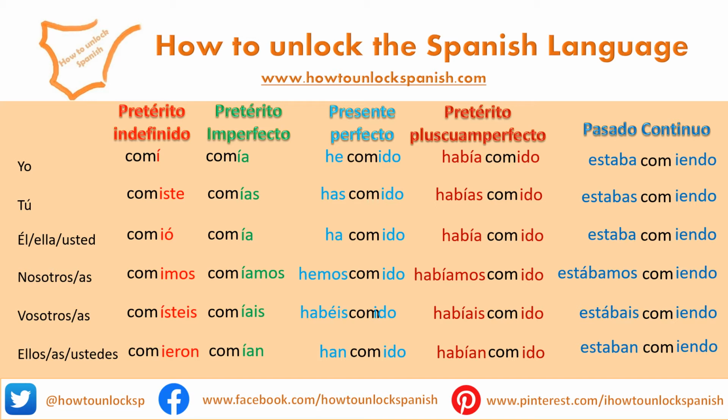El presente perfecto has two different words. The first one is the present conjugation of haber. So it's yo he, tú has, él ha, nosotros hemos, vosotros habéis, ellos han.